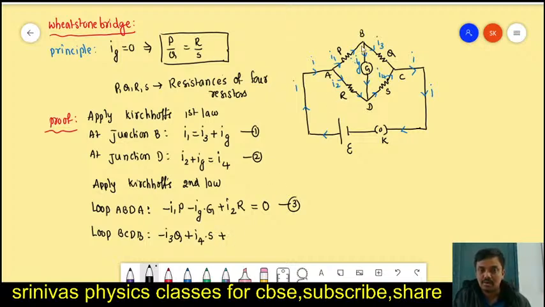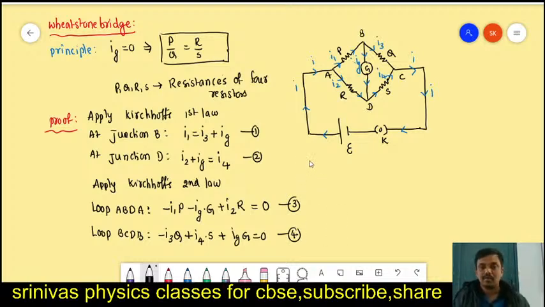Right, current is going from B to D. I am going from D to B. B to C completed, C to D completed, D to B, then that is plus Ig is equal to 0, equation 4. Have you understood this? Right, understood now?